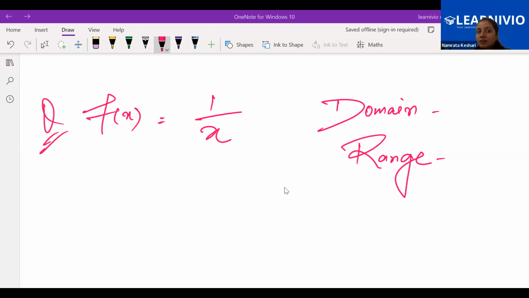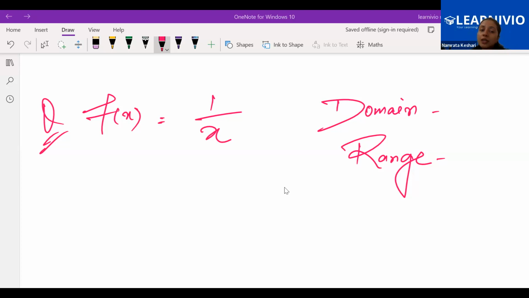Can you recall one day I was saying that everything is acceptable, but we just try to avoid zero in the denominator. So if I ask you what is the domain, is it all real numbers? R minus 0. Exactly. Everything is acceptable, but zero in the denominator is not acceptable.